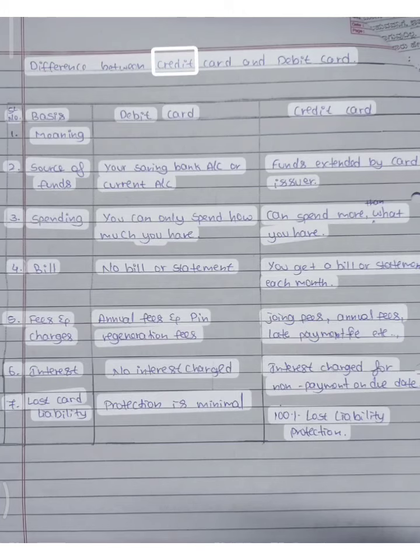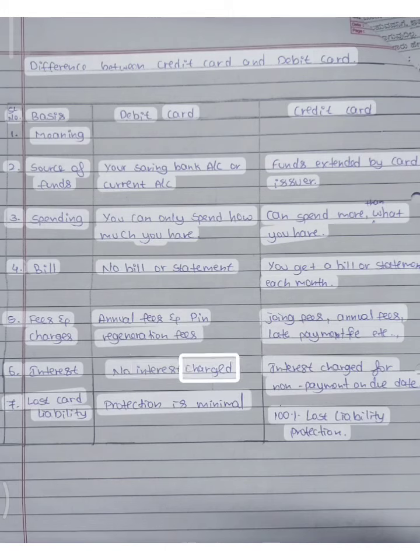Difference between credit card and debit card. 1. Basis: debit card, credit card. 2. Source of funds: your savings bank account or current account. 3. Spending: you can only spend how much you have. 4. Bill: no bill or statement. 5. Fees: annual fees, PIN charges, regeneration fees. 6. Interest. 7. Lost card liability.